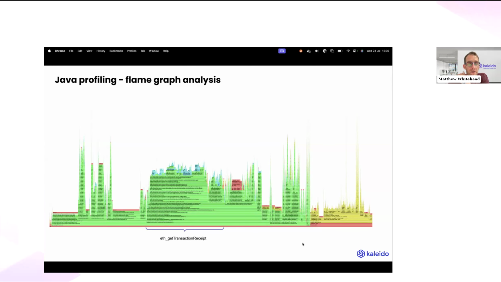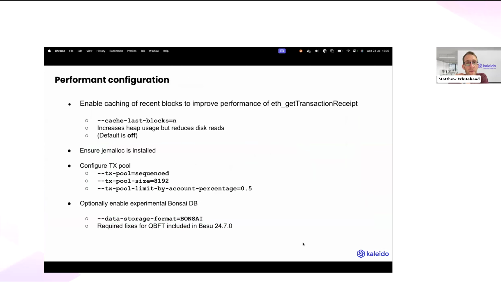So that gave us a really good idea for where we were spending a lot of time in the JVM, and that led us to one of the settings in Besu that's not very well known and only recently documented, which is an option to keep a number of recent blocks in memory, so that when an application does a get transaction receipt call, Besu doesn't have to go to disk to get the receipt for that transaction. It's already in memory, and that dramatically reduces the amount of time that we're spending in the JVM.